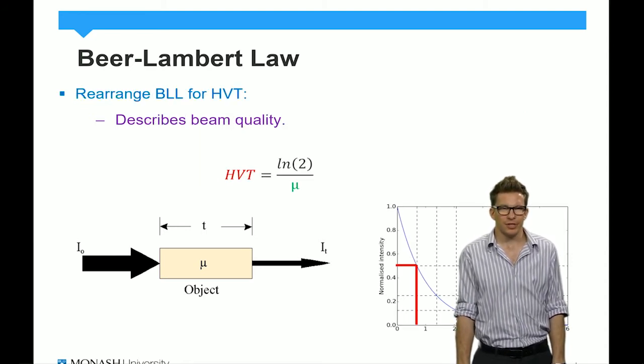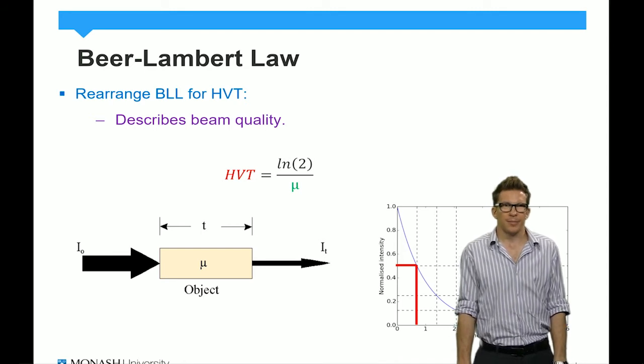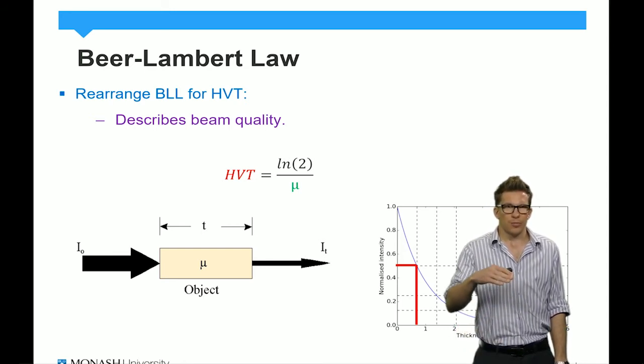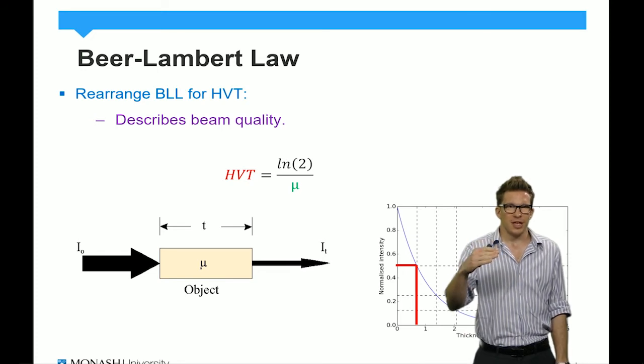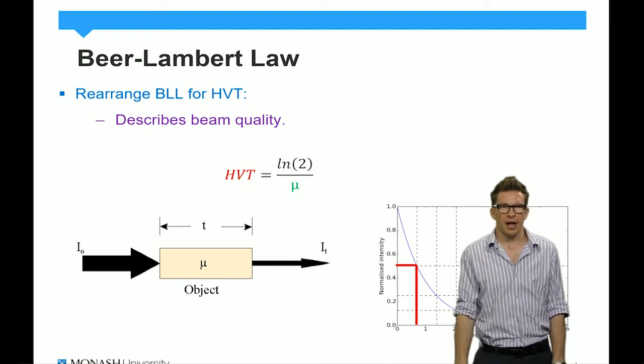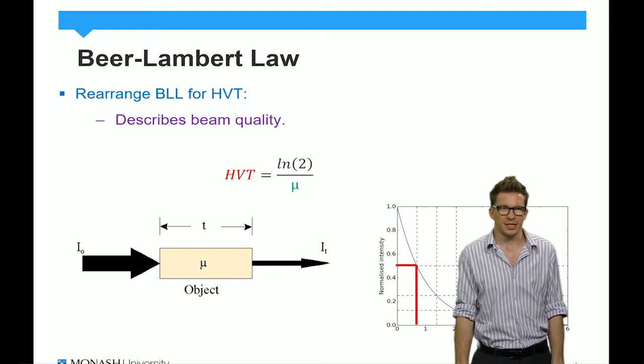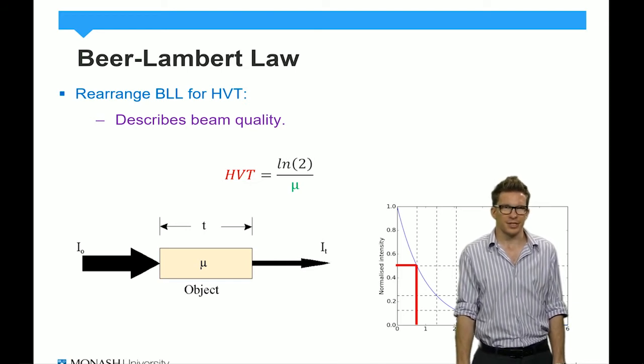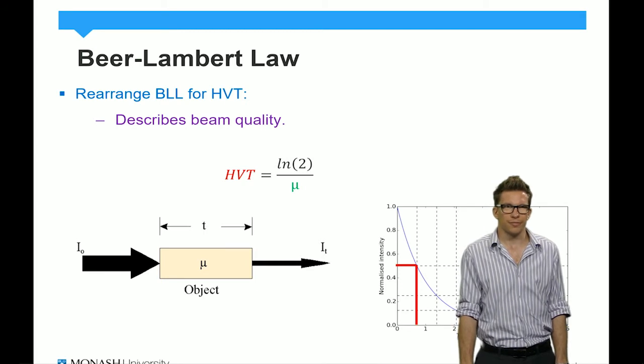Now we know that the characteristics of an exponential decay mean that we can define a parameter by which every time we have a multiple of the thickness, the intensity will drop by half, or 50% of the incident intensity. And that parameter is called the half-value thickness. And in radiography, the half-value thickness is used to characterize the quality of the X-ray beam. So by rearranging the Beer-Lambert law and setting I on I0 equal to 0.5, we end up with the half-value thickness is the natural log of 2 divided by mu.